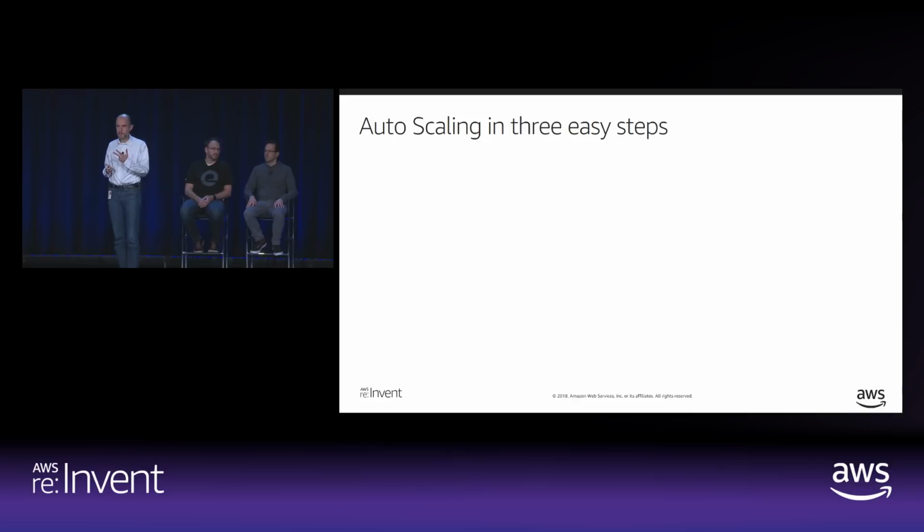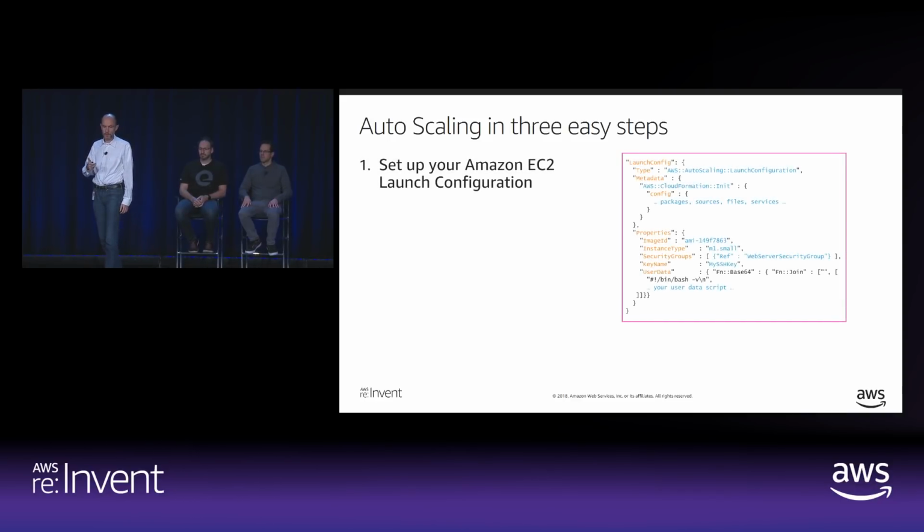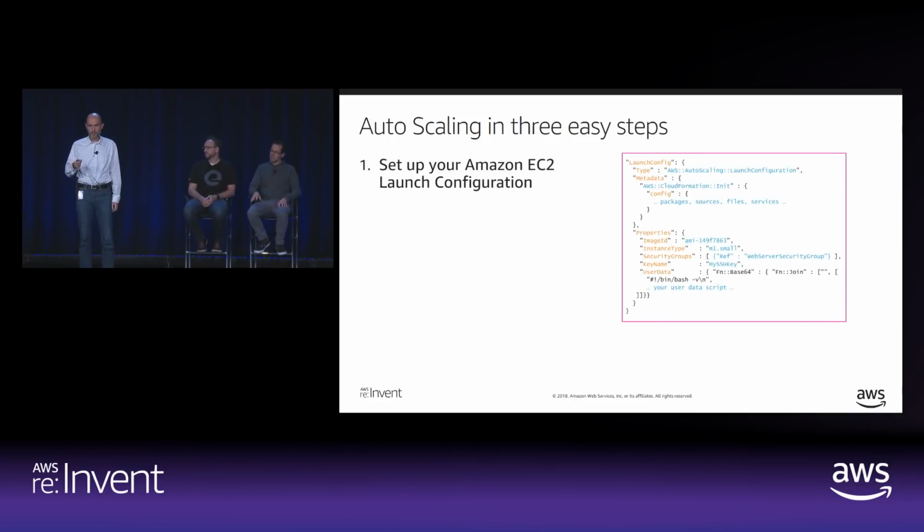So there are 3 easy steps to set this up. Step number 1 is to set up the launch configuration. This is basically a JSON or a way of collecting all of the necessary data that you need to launch a new instance.